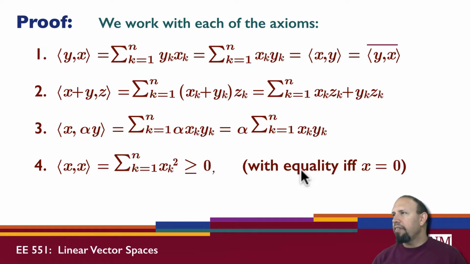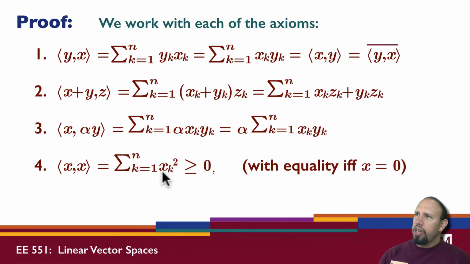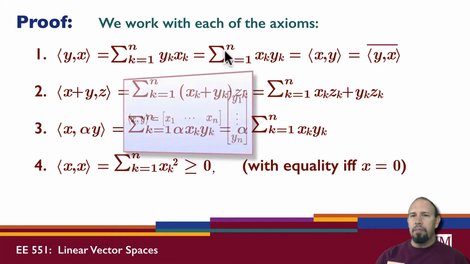So the only way we can have equality is if and only if x is equal to 0. If x is equal to 0, the sum of the squares is 0. If this sum of the squares is equal to 0, that means every element must also be 0. So we have that the definition for the inner product satisfies those four defining properties for an inner product. So therefore, it is indeed an inner product.